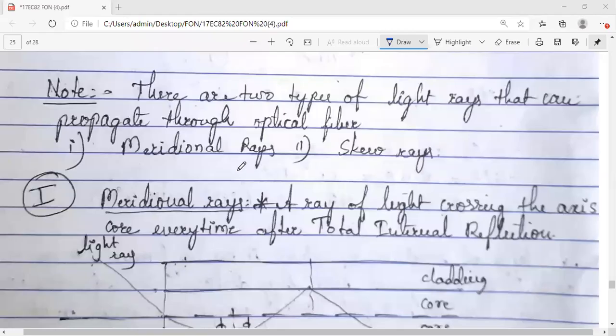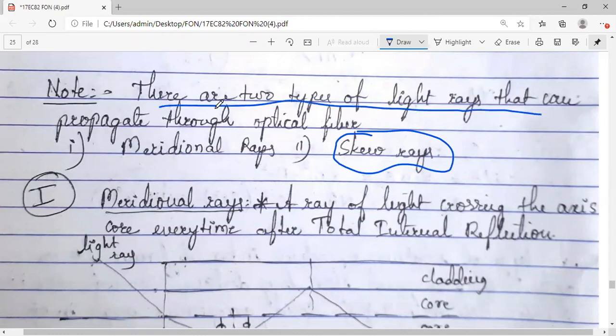Today we are going to discuss the fourth parameter in the ray theory of transmission, that is skew rays. Before going further into skew rays, we will just see how a light ray is broadly classified. There are two types of light rays that we can use for propagation through the optical fiber. One is meridional rays, the concept of which we have already seen in the case of acceptance angle.